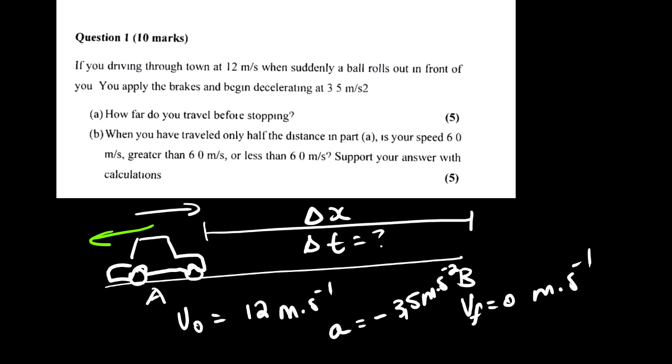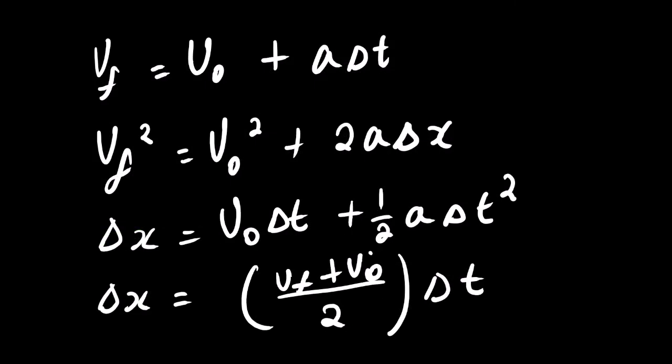Now we need to familiarize ourselves with the equations of motion. Remember, we have 4 equations of motion. For this particular question, we need to choose the suitable equation. What we are looking for, in question A, is the displacement. So let us look at those 4 equations. We are looking for an equation that has all the physical quantities given in the scenario and also the physical quantity that you are looking for.